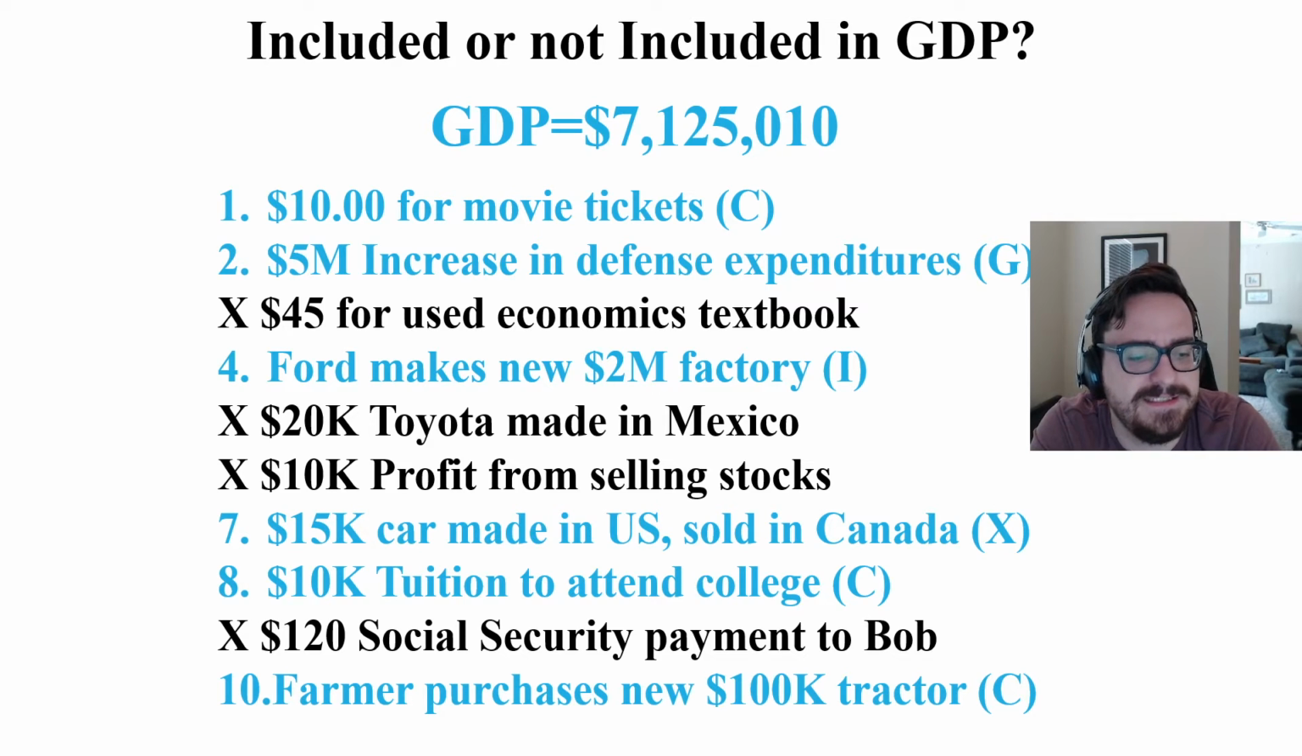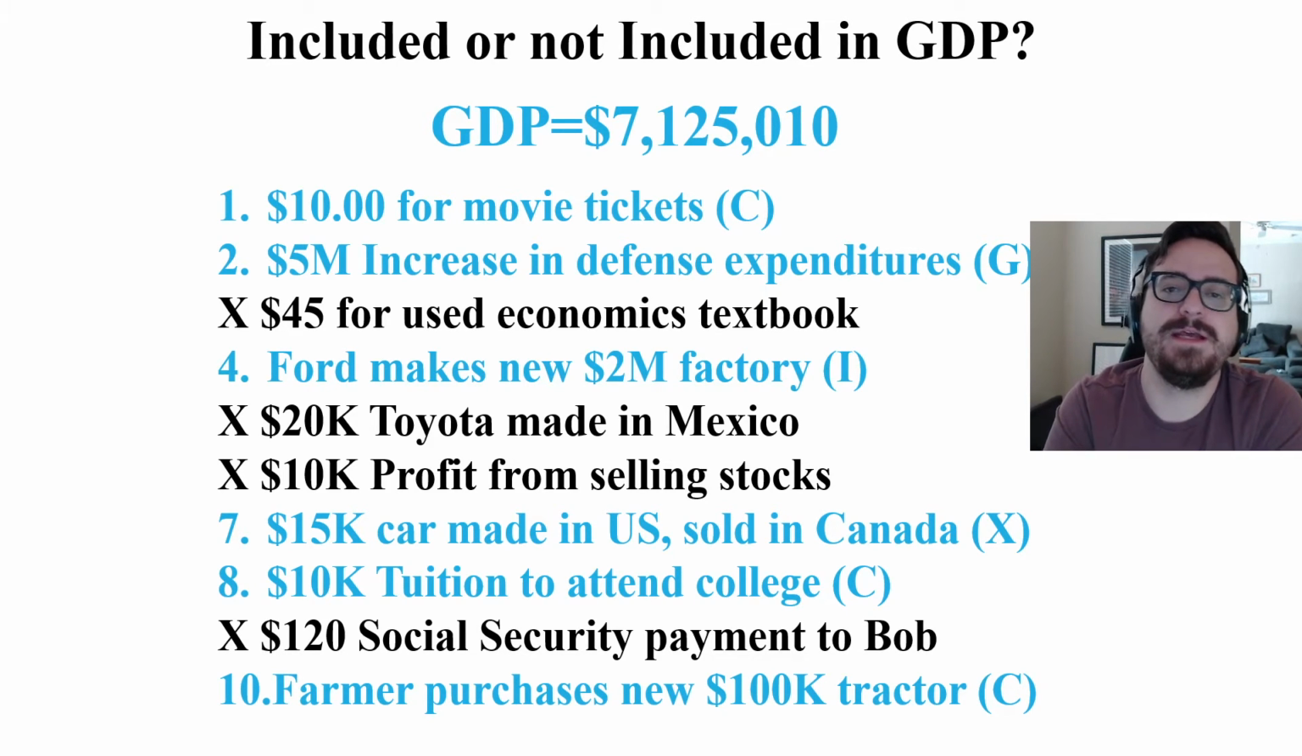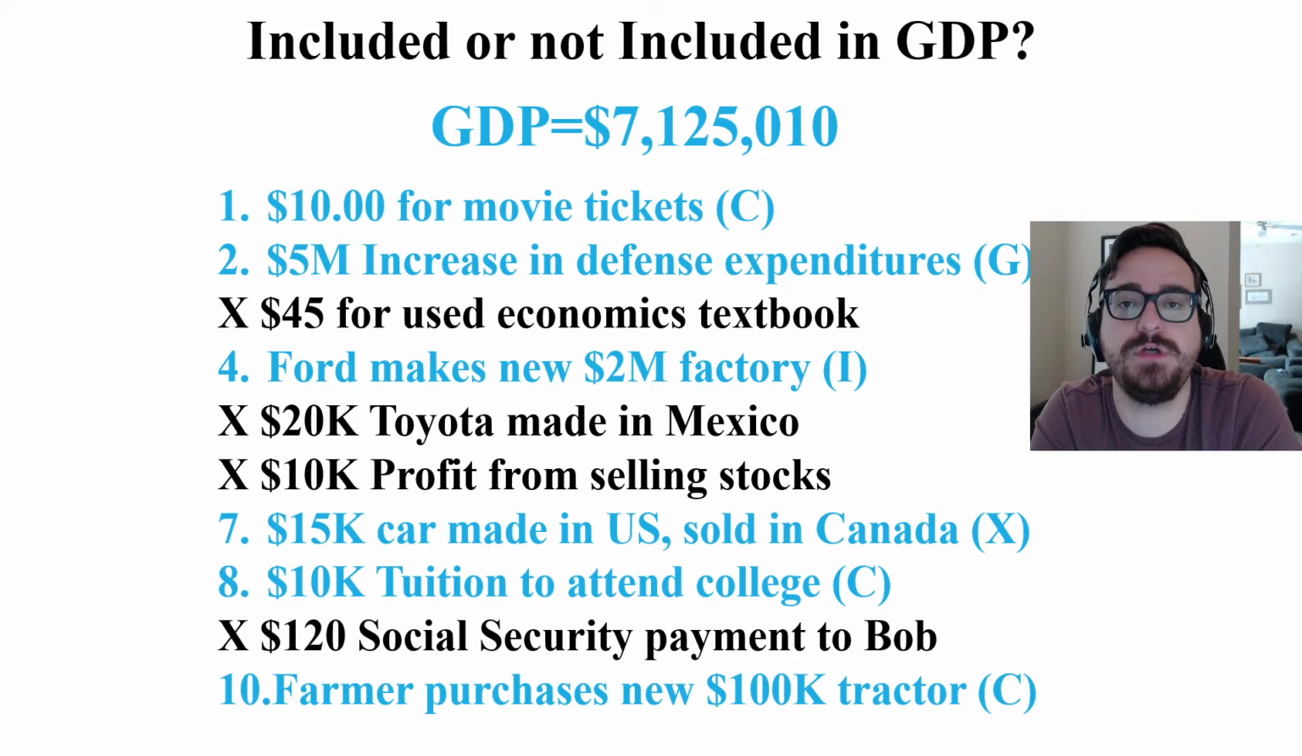$120 Social Security payment to Bob. Nope. 10, farmer purchases a new $100,000 tractor. Yes, that could be C or I. It doesn't really matter. The AP exam wouldn't catch you on that. Just be sure that you don't count it as both. We don't want to double count that.